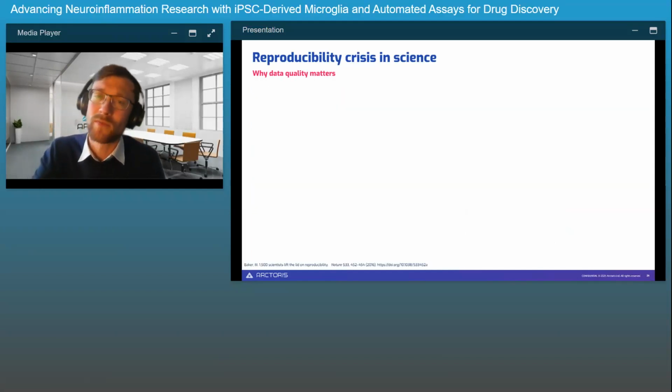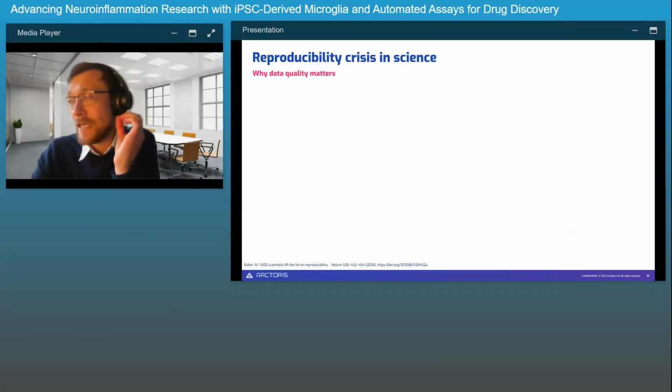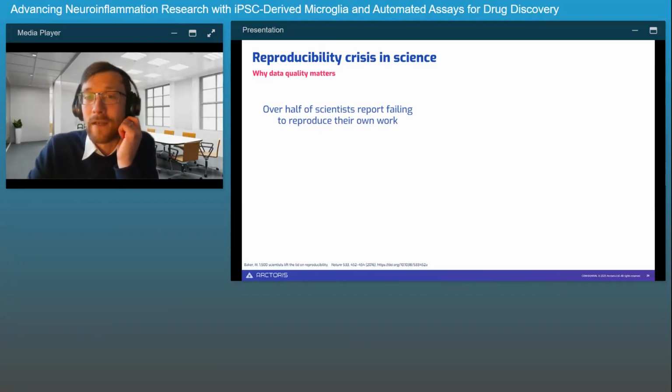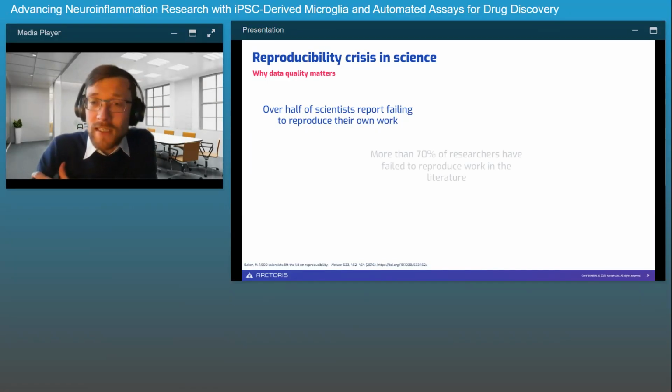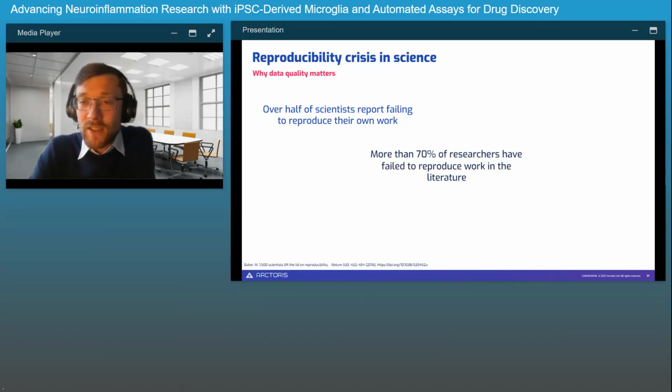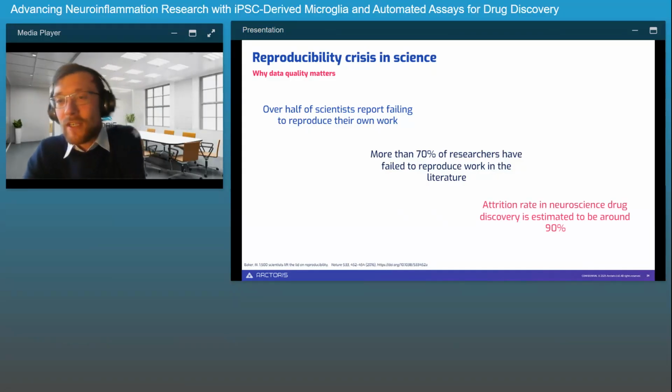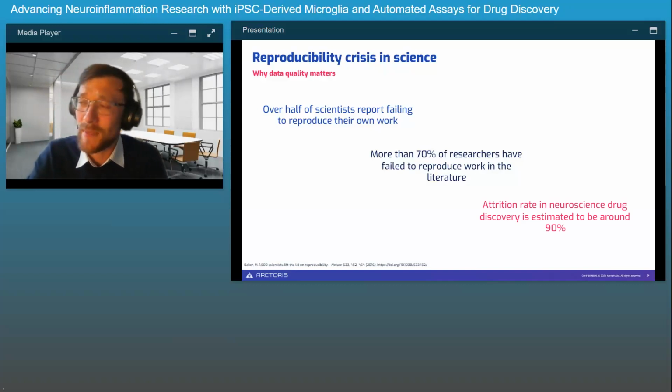And why is that so important? Well, there is currently a reproducibility crisis in science. There's some pretty depressing statistics out there, such as the fact that half of scientists report that they are unable to reproduce their own work. And this rises further to more than 70% of researchers failing to reproduce work that has been published in the literature. And these statistics then end up with things like an attrition rate in neuroscience drug discovery that's estimated to be around 90%. Now, this means that 90% of drugs that make it through to phase 1 clinical trials fail to become approved drugs at the end.